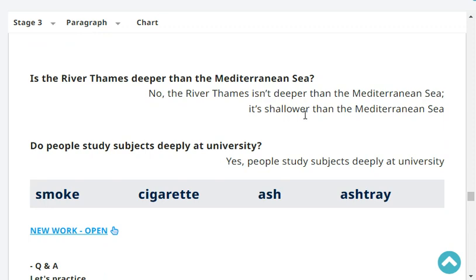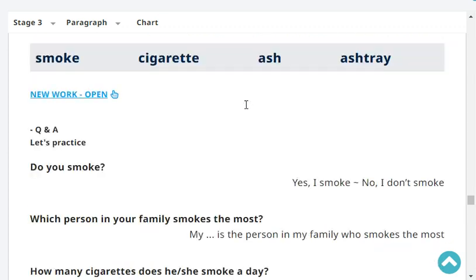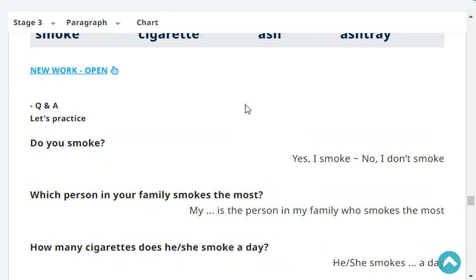Do people study subjects deeply at university? Yes, people study subjects deeply at university. Very good. Do you smoke? Yes or no? No, I don't smoke.